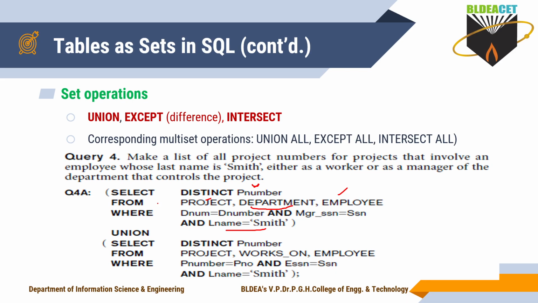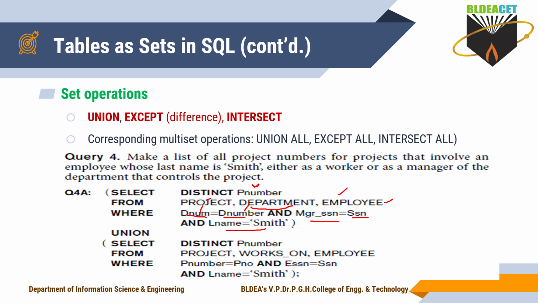And one thing you remember: in the from clause, if you are specifying more than one table, then you must specify how these tables are related. With the help of the primary key and foreign key, as you know. Manager SSN is the foreign key and SSN is the primary key. D number is the primary key in the department table and D num is the foreign key in the project table. So this relation also must be specified in the where clause along with the condition.